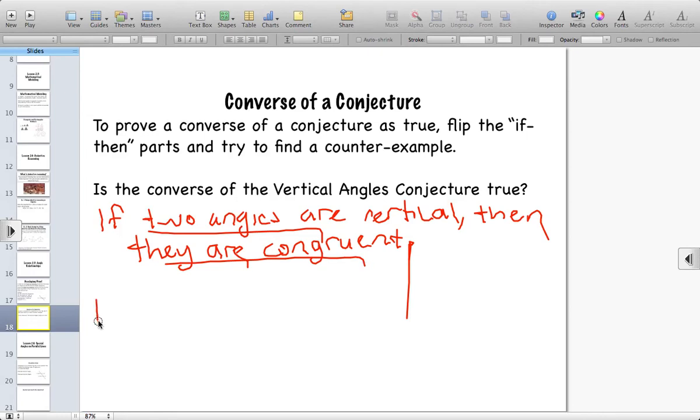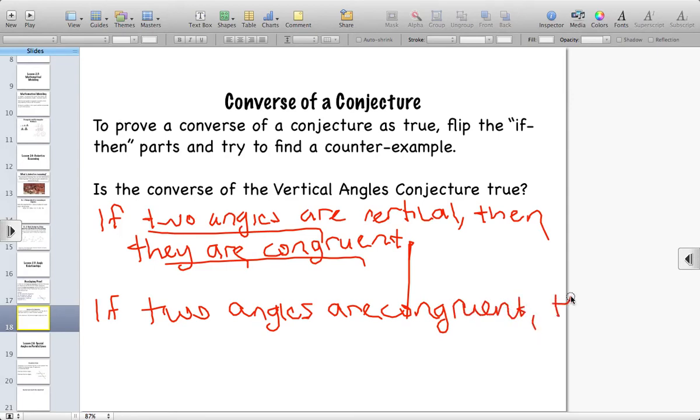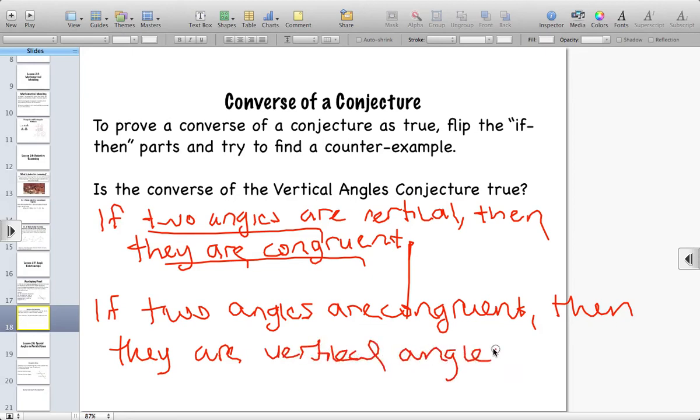And say, if two angles are congruent, then they are vertical angles. Very strange. Okay. So basically, we want to see, is this a true statement?